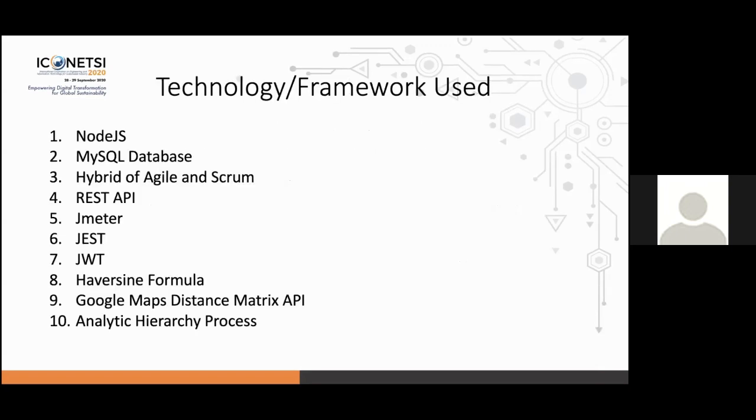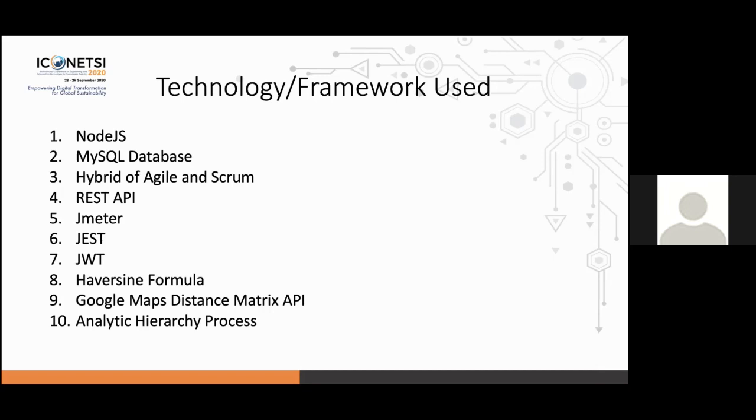The framework used in the backend system will be Node.js, MySQL database, a hybrid of Agile and Scrum in terms of development framework, REST API, JMeter, Jest, JWT, and the Haversine formula. Now, the Haversine formula is very unique because we can simply think about calculating distance between 2 points and imagine a 2D plane where we can easily use Euclidean distance to find the distance, but technically we don't live in a 2D plane on this planet. So the Earth is a sphere, and therefore we need a different formula which uses the great circle distance to find out the distance between 2 points. And the Haversine formula is just one of these solutions to approach this.